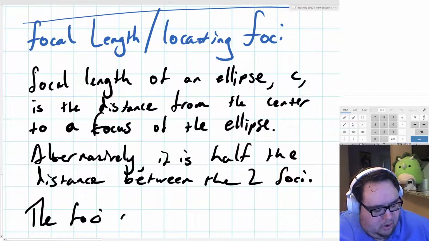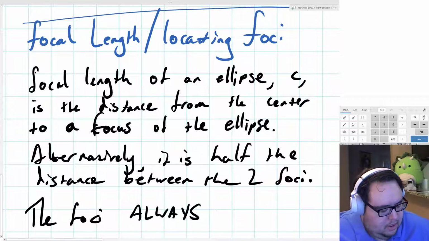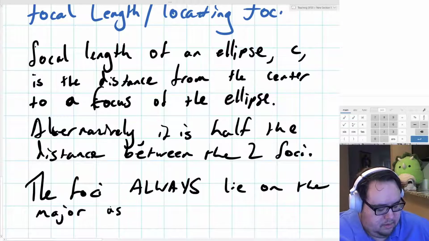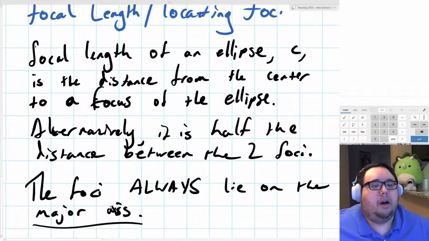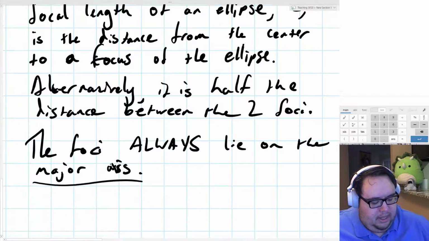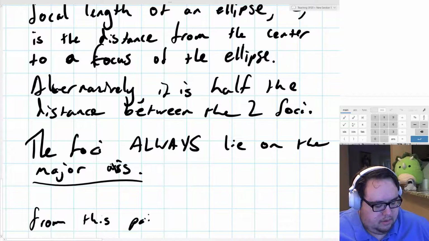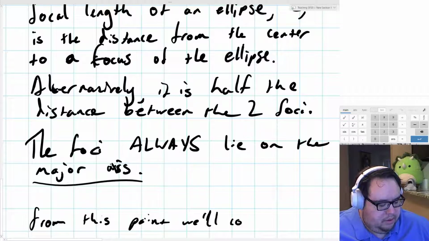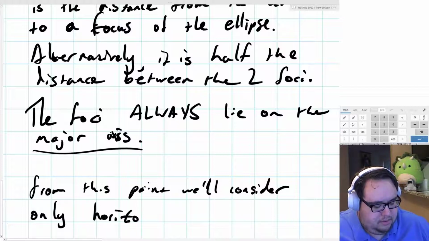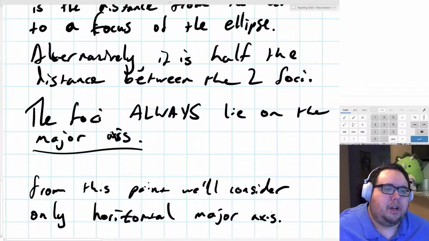The foci always lie on the major axis. Okay, so they're always on the longer of the two axes. You never have foci that are on the shorter of the two axes. And from here on, we'll consider only horizontal ellipses, so ellipses with horizontal major axes, just to simplify our notation a little bit.